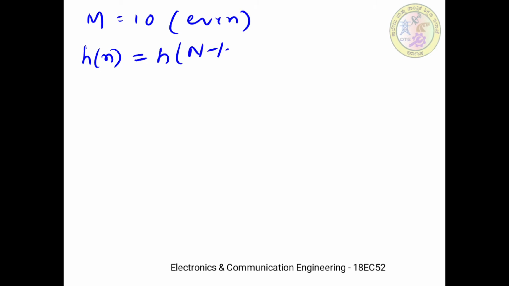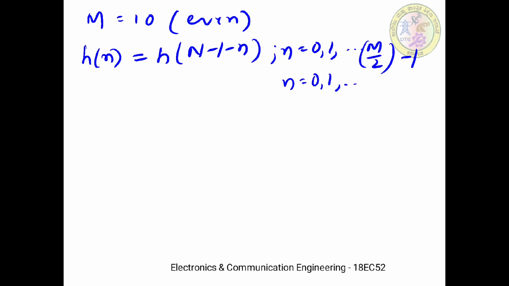Then similarly, when we take M as even, say for example M is equal to 10, that is an even condition, then what is our impulse response? In that case we define the impulse response as h of n is equal to h of M minus 1 minus n. And what is the range of n? It is 0, 1, 2 up to M by 2 minus 1. So with M equal to 10, 10 by 2 is 5, 5 minus 1 is 4, so up to 4. So n can be 0, 1, 2, 3, 4.